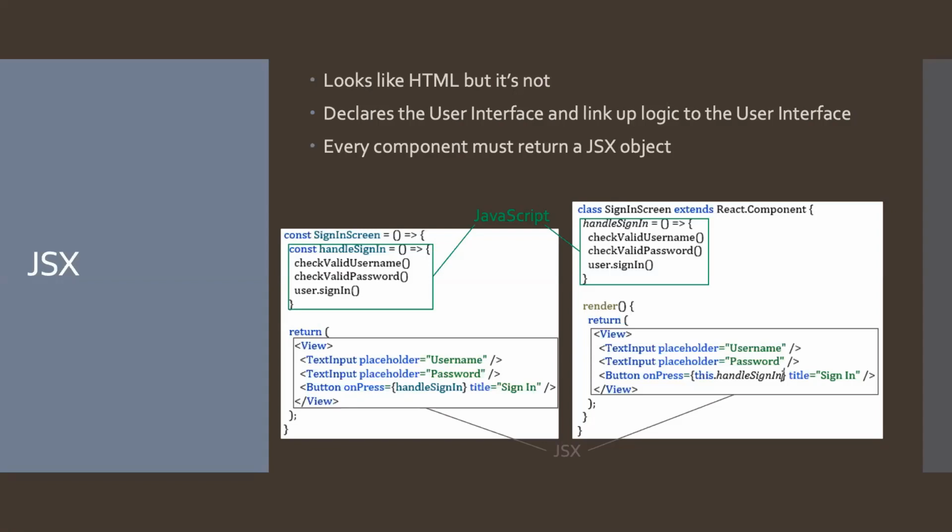So in a React Native / React project, what you normally see is that for each component, there will be a combination of JavaScript and JSX. The JavaScript portion really handles the logic, and the JSX portion really handles the linking up of the logic into the UI, and also describes the UI itself.